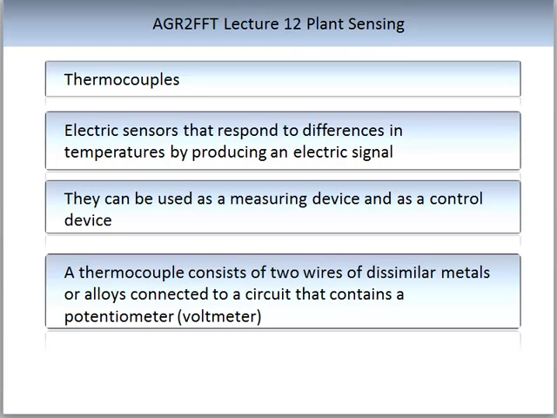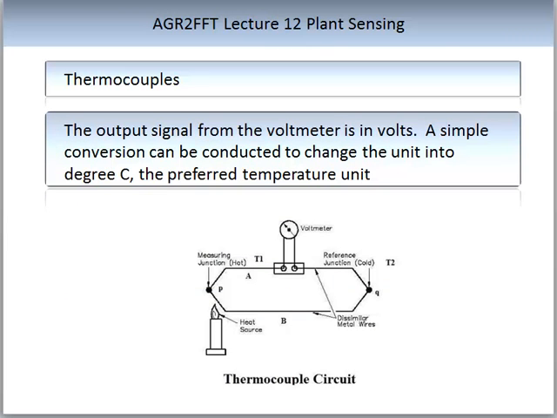A thermocouple consists of 2 wires of dissimilar metals or alloys. They are connected to a circuit that contains a voltmeter. The output signal from the voltmeter is usually in volts. A simple conversion can be conducted to change the unit into degrees C, the preferred temperature unit. The image on the screen shows you a thermocouple circuit. You can see the measuring junction point, or where the 2 wires are crossed, a heat source, and the voltmeter.